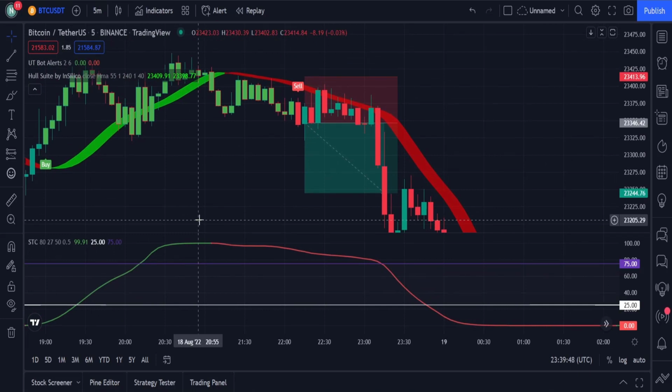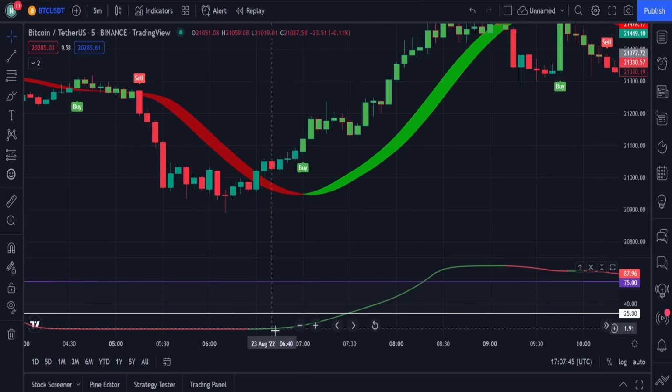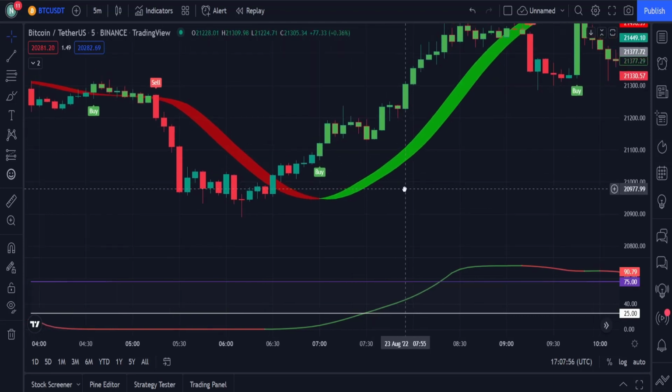Now let's take a look at another example of a long trade. Here's another example of a long trade. We see that we have a green buy signal over here. The STC line is below the white line. It's green and going upwards. Next, we see that the whole suite is also green, so we can do a long trade over here.